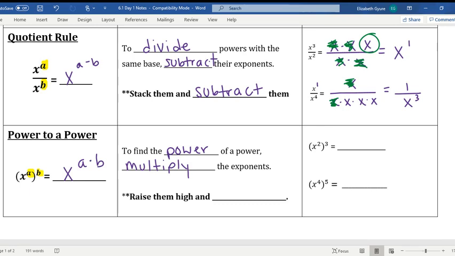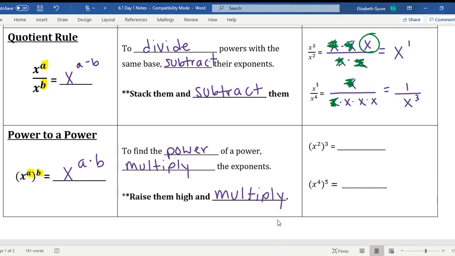Okay. And our little cute way to remember it is raise them high and multiply. And a way to think about it, you're raising them high because don't you have double exponents? So you had one exponent and there's another exponent on top of it, so you're raising it high. So here you have x squared to the third. All right, so what's 2 times 3? 6. So according to our rule, this should become x to the 6th.